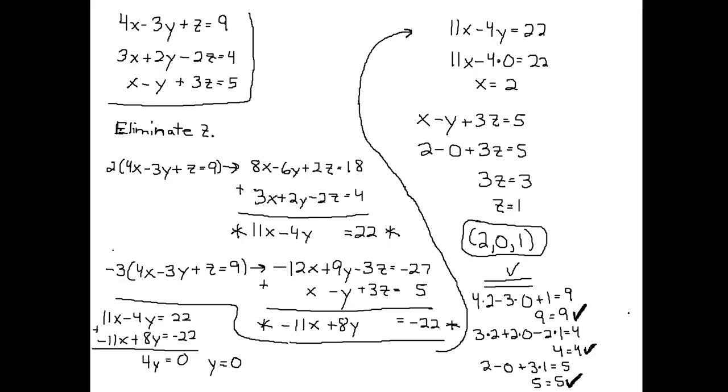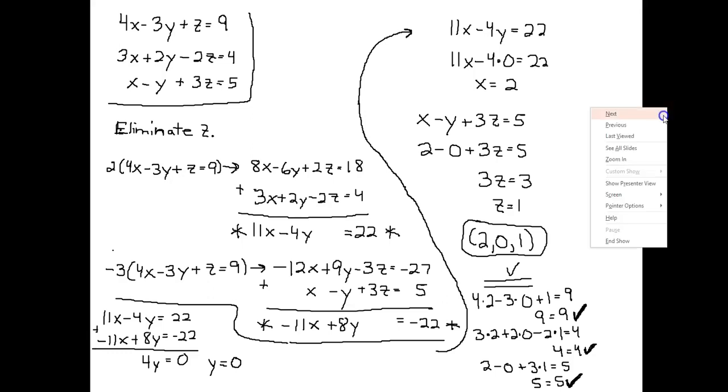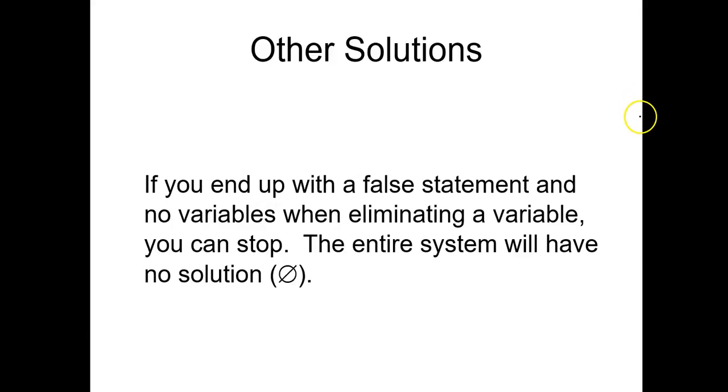There is the process for solving three equations, three unknowns. Now you're going to find that you don't always get an ordered triple for your solution. Sometimes these planes intersect in different ways. They might intersect or not intersect at all. So let's look at some examples of how to handle those two situations.